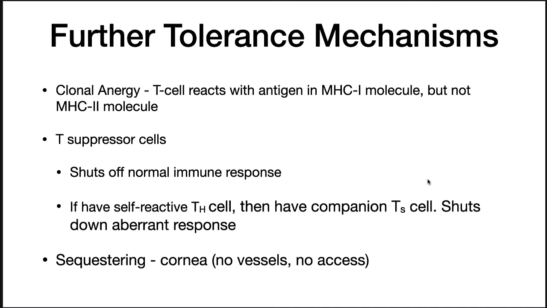Finally, there's sequestering. For example, the cornea in our eyes has no blood vessels, so there's no access to the immune system to it. That's why you can transplant cornea between people without a problem.